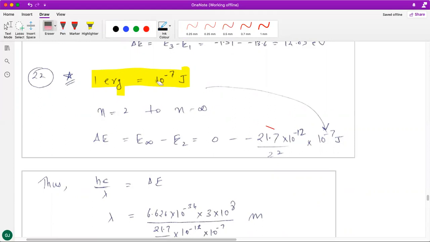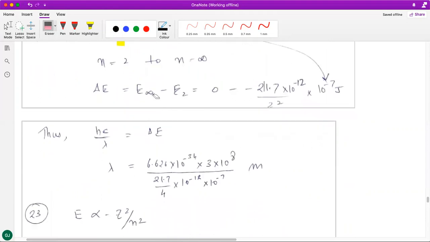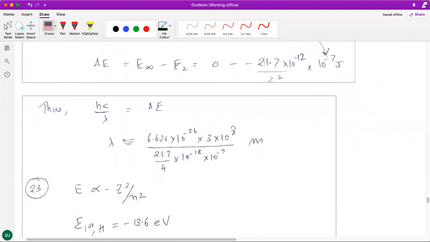In this particular question, you are being asked about the wavelength in case of a transition from n equal to 2 to n equal to infinity. So E infinity is 0 and E2 we get using the formula that is given in the question itself. Since it was in erg, I converted it into joules. So I got the value of delta E in joules, and in order to calculate the value of lambda, I substituted the values of h and c also in SI units, because I had delta E in joules.